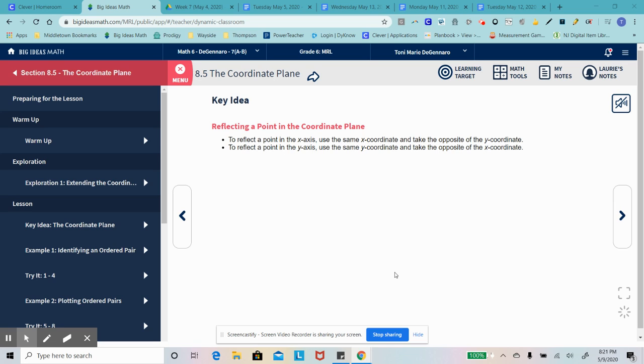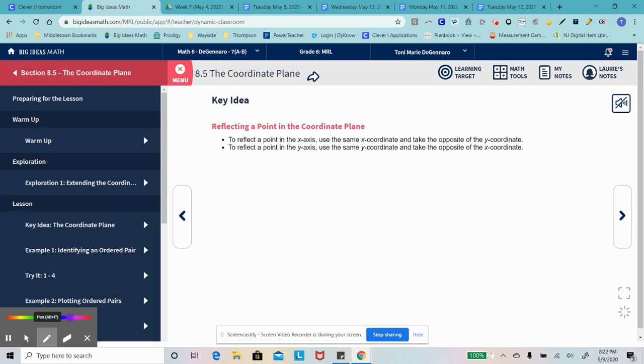Hi, everybody. We're going to be talking about reflecting a point in the coordinate plane, and that is in lesson 8.5. And we're going to be doing examples 3 and 4 today. We actually already did examples 1 and 2, so I'm going to give you a quick example here.